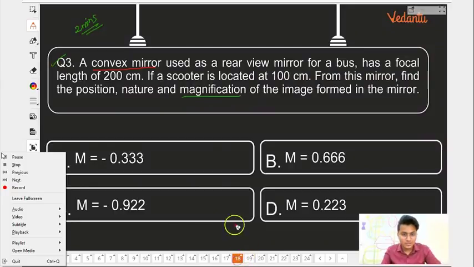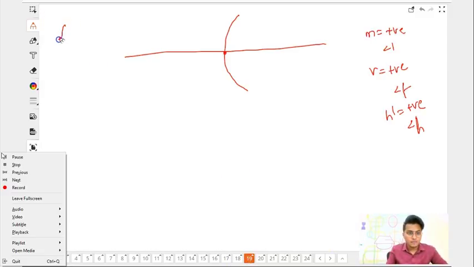So now it says used as a rear view mirror for a bus has a focal length of 200 centimeter. Focal length f is equal to positive 200 centimeter. Awesome. So focal length is 200 centimeter. Chalo, maan liya.